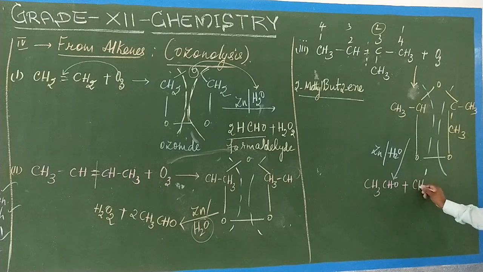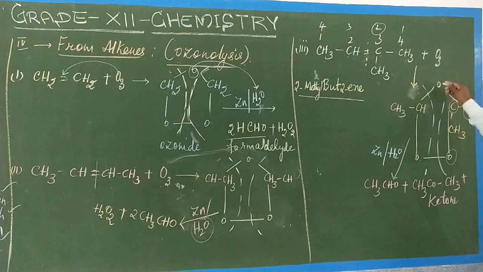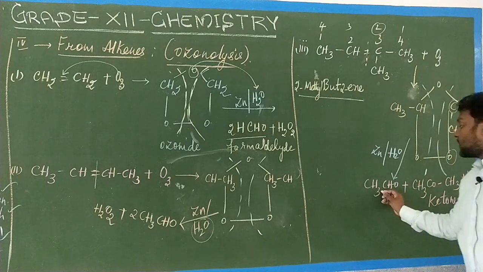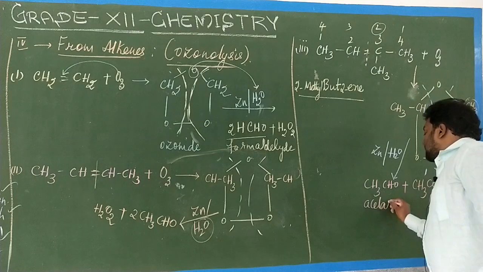CH3COCH3, CH3, this C and this O, so the C=O bond, CH3. So now you get acetone, or otherwise ketone, to be formed, plus this oxygen combines with water and forms H2O2, which is called hydrogen peroxide, and this is called an aldehyde, or acetaldehyde.